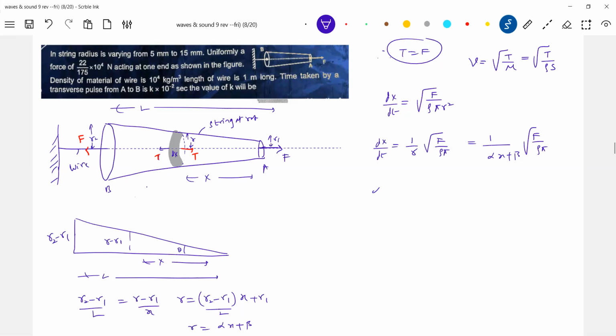Okay, now you integrate this. Alpha x plus beta dx is equal to root of F by rho pi dt, with limits 0 to L and 0 to T. Alpha L square by 2 plus beta L equals the time taken. Alpha is R2 minus R1 by L, so alpha L square by 2 is (R2 minus R1) L by 2. Beta is R1, so beta L is R1 L.